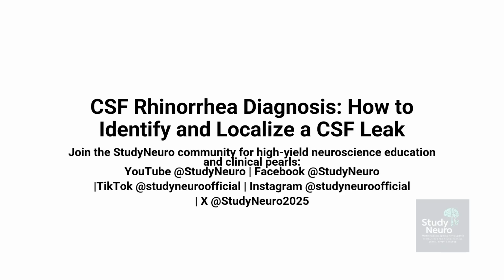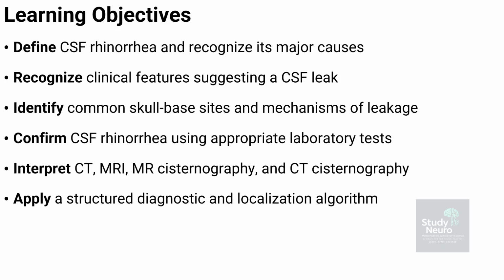Welcome to StudyNeuro. In this lecture, we will examine the diagnosis of cerebrospinal fluid rhinorrhea, with particular emphasis on recognizing a leak and accurately identifying its anatomical location. This is an important clinical problem because subtle leaks can be difficult to distinguish from ordinary rhinorrhea. The goal is to move systematically from clinical suspicion to biochemical confirmation and finally precise anatomical localization.